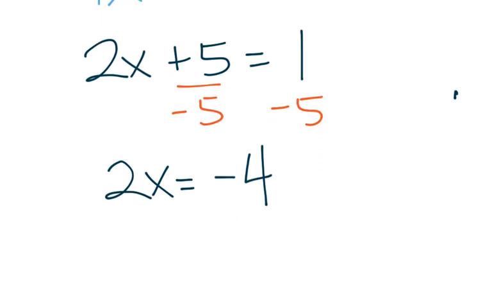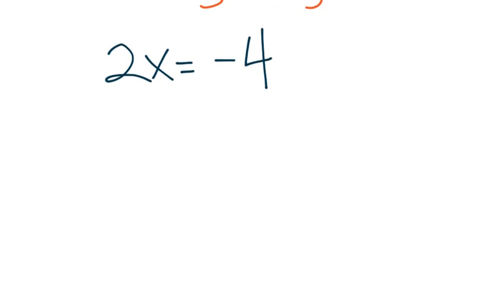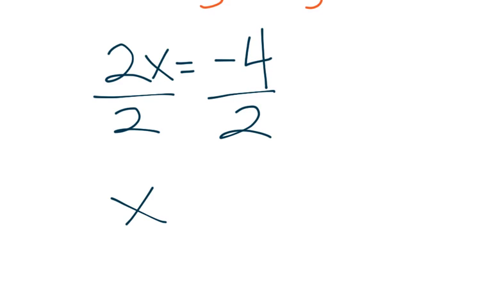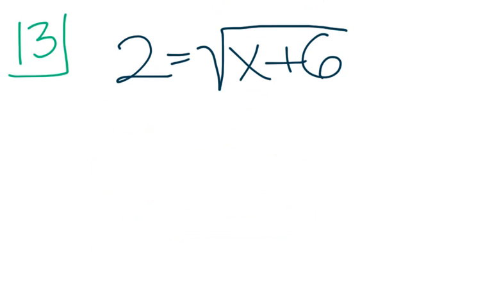And 2x is the same as 2 times x. So we want to divide both sides by 2. So x equals negative 4 divided by positive 2. Anytime you have one negative and one positive, you are going to get a negative number. So x equals negative 2.